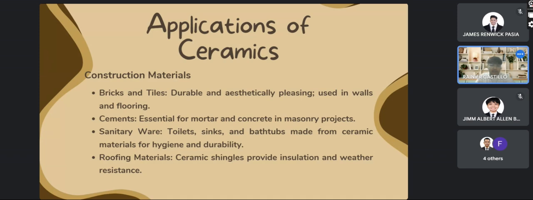Application of ceramics. Construction materials. Ceramics are used for brick and tiles. Durable and aesthetically pleasing, used in walls and flooring. Next is cements, essential for mortar and concrete in masonry projects. Sanitary ware, toilets, sinks, and bathtubs made from ceramic materials for hygiene and durability. Roofing materials, ceramic shingles provide insulation and weather resistance. Next slide.